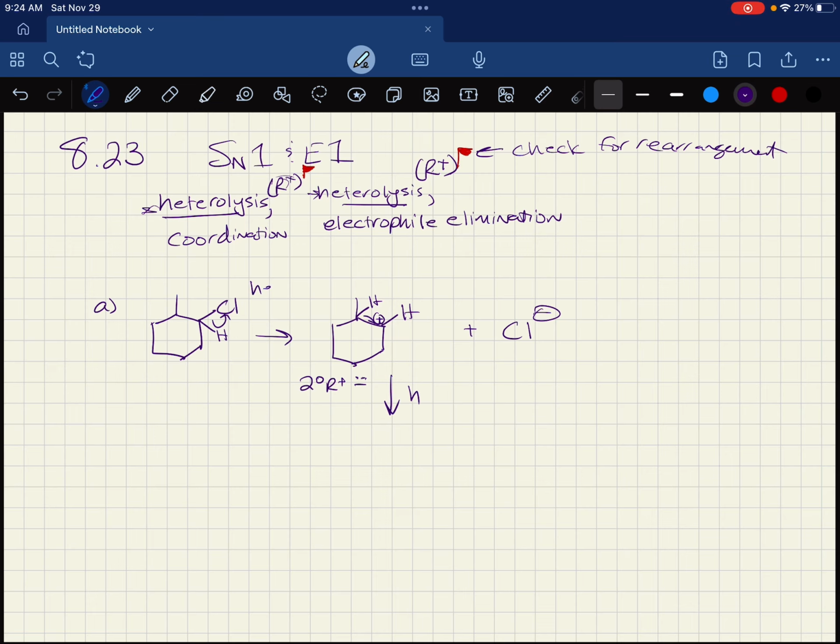So this was heterolysis. And when we do the hydride shift, we end up with a second hydrogen atom here, one that was moved over from that tertiary carbon. And now we have a tertiary carbocation. So A is one where, yes, a carbocation rearrangement would happen.